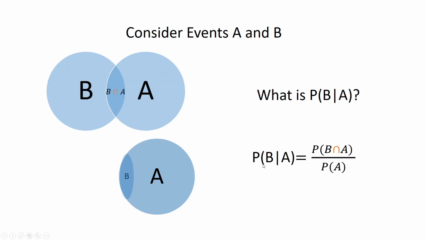Therefore, the probability of event B given A has occurred is the probability of intersection B and A. This intersection here is the probability of B intersection A divided by the probability of A. It is this intersection divided by this whole probability of A. That's the probability of event B given A has occurred.